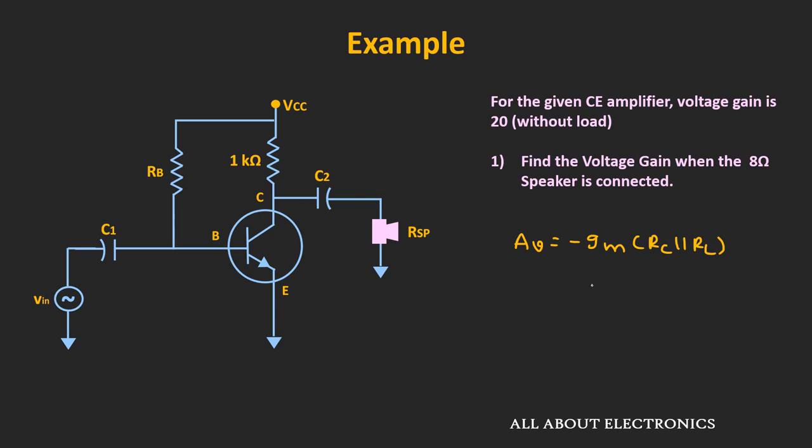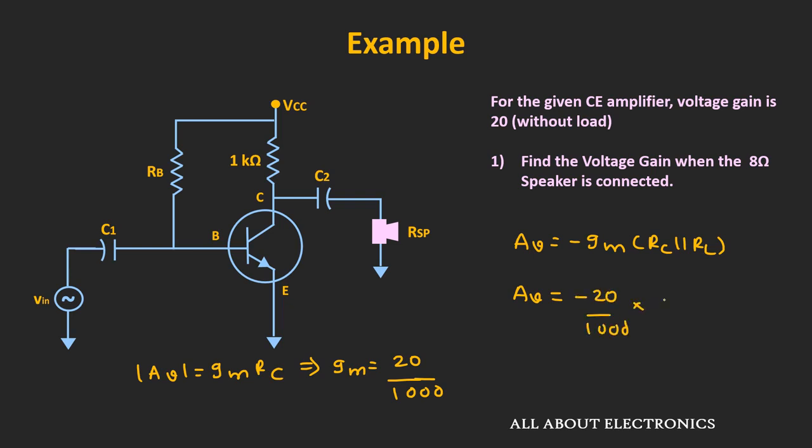Now here we have been given that the voltage gain of this amplifier is 20 when there is no load connected to it. That means without the load, the voltage gain can be given as Gm times RC. That means Gm is equal to 20 divided by 1000. So let us put this value of Gm in this expression and let us find the voltage gain when there is an 8 ohm load connected to this amplifier circuit. That means the voltage gain AV is equal to minus 20 divided by 1000 times 1 kilo ohm in parallel with 8 ohm. That is equal to minus 0.159.